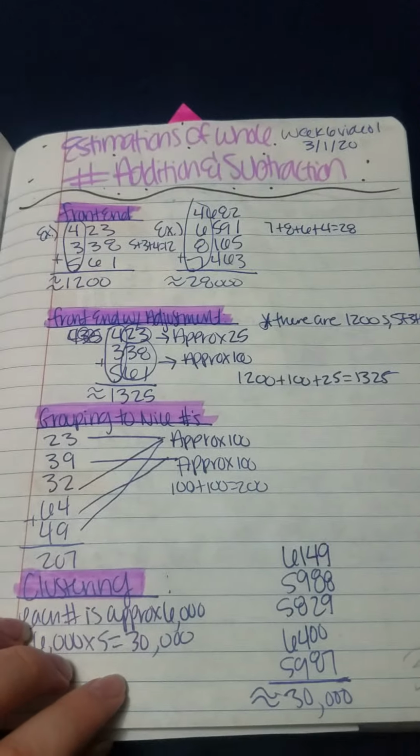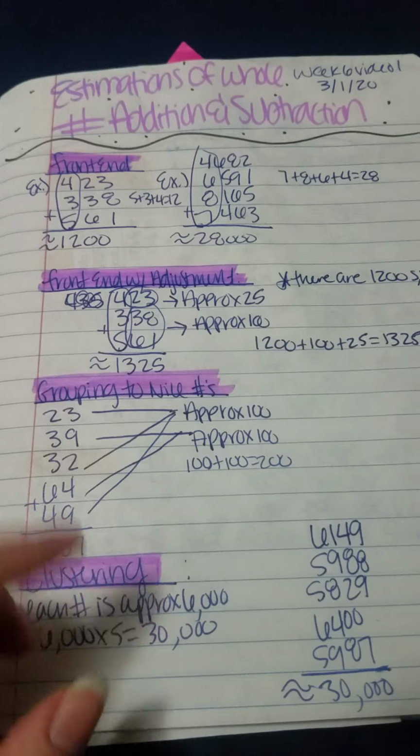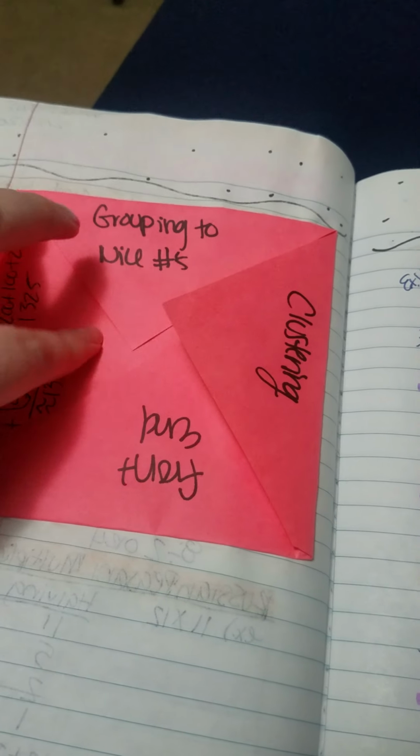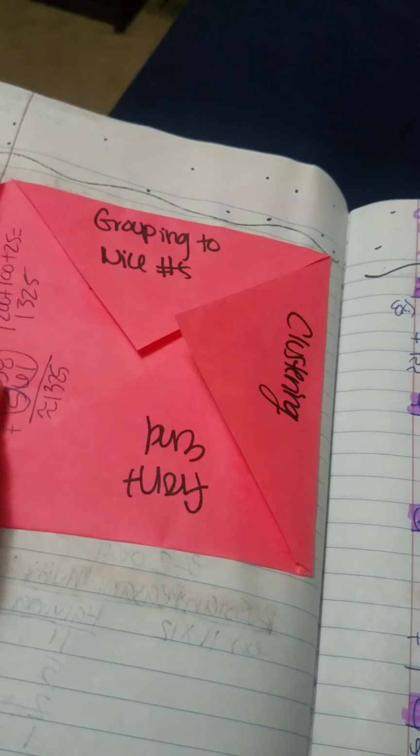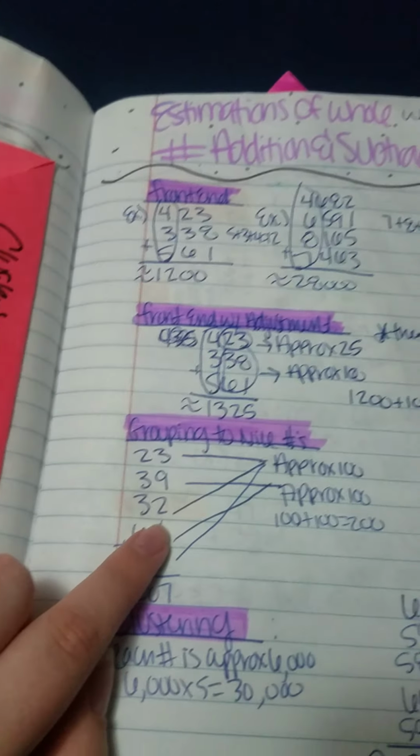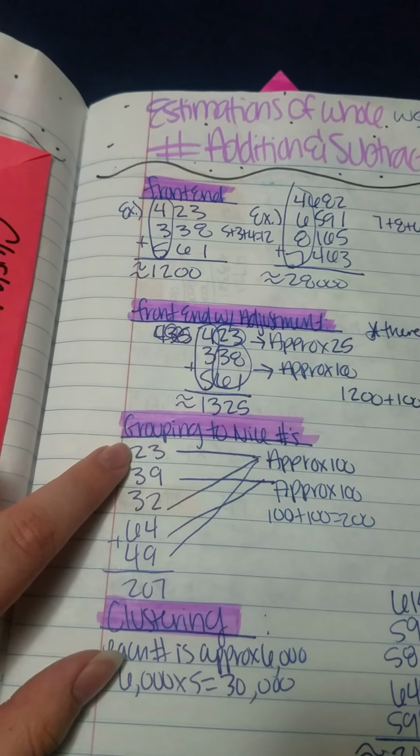Estimations of whole number addition and subtraction. Again, this is several different ways, and I have a foldable here with each example, and underneath it has the example of how to do each one. For example, the grouping to nice numbers. We'll just do that one.